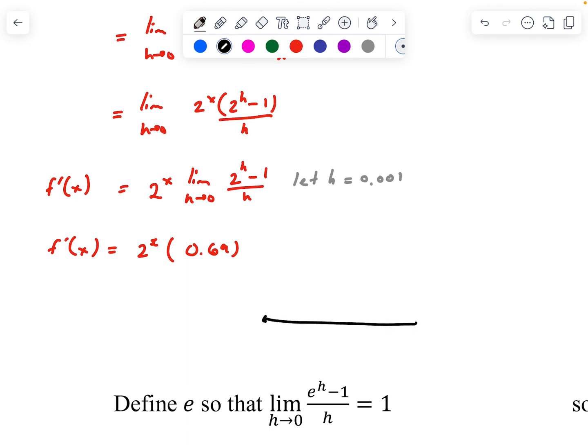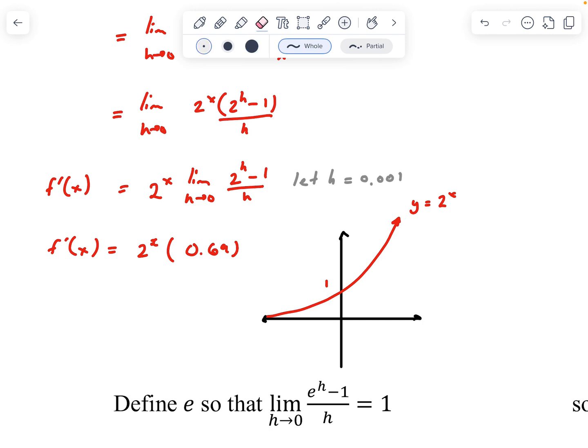So what does that mean? Well, if I drew 2 to the x, there's 2 to the x, y-intercept is 1, and it doubles every time. There's y equals 2 to the x. I'm going to call that f. So f prime is the same graph, but times 0.69. So times 0.69 is a vertical compression. So if I draw f prime, it's the same shape, but compressed.